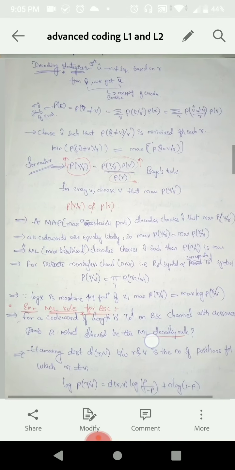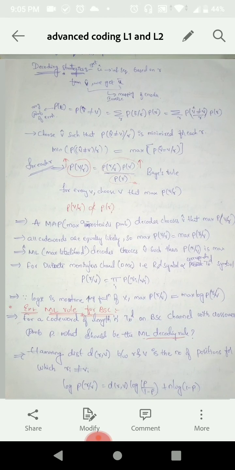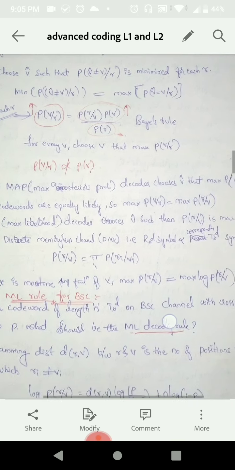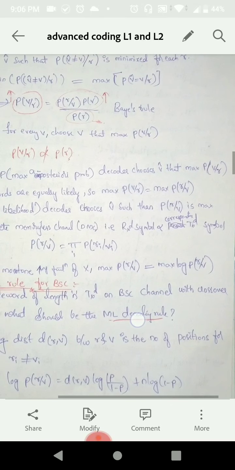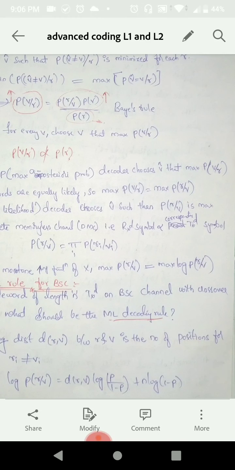So if all the code words are equally likely, we can say p of v given r is equal to probability of r given v. So in this case we will use ML, the maximum likelihood decoder, which chooses the estimate of v such that probability of r given v is maximum. For a discrete memoryless channel, DMC, the received signal is directly proportional to the transmitted signal. So whatever the transmitter signal is, it is getting mapped to the received symbols.